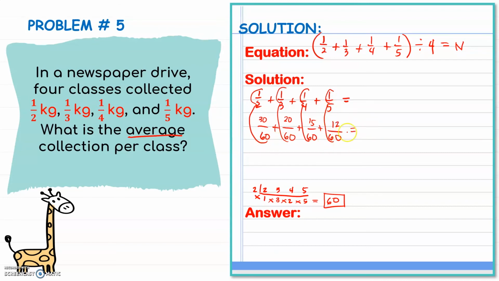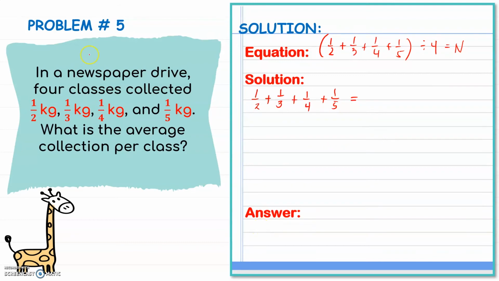Now, we have here similar fractions. So let's add the numerators. 30 plus 20 is 50, plus 15, 65, plus 12 is 77. Then we copy the common denominator, which is 60. So we already found out that the sum of 1/2, 1/3, 1/4, and 1/5 is 77 over 60.